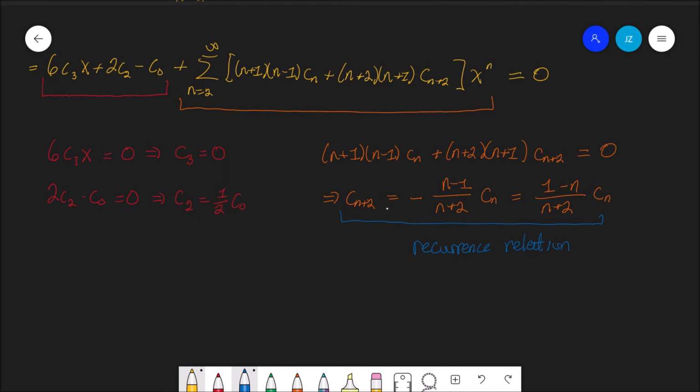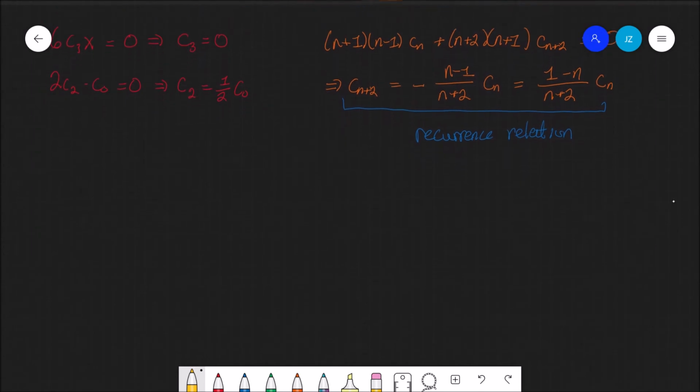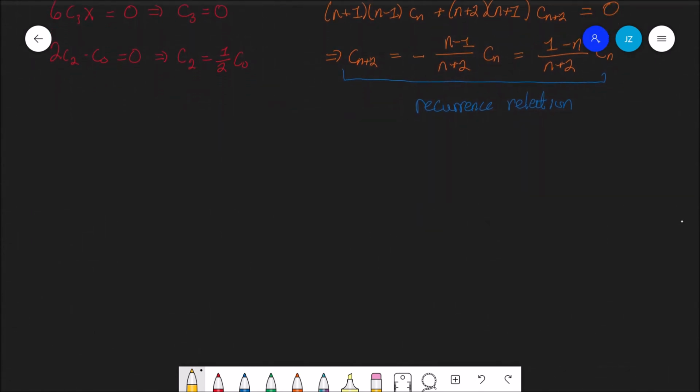C sub n plus 2 depends on the C sub n term. Now since n is starting at 2, we'll start there. So n equals 2 will give us C sub 4.